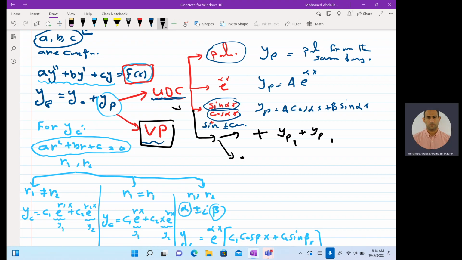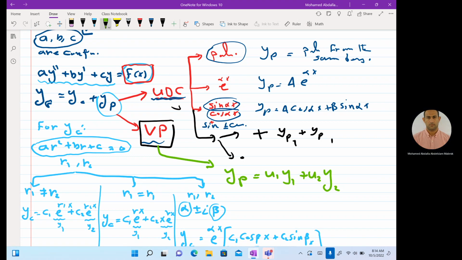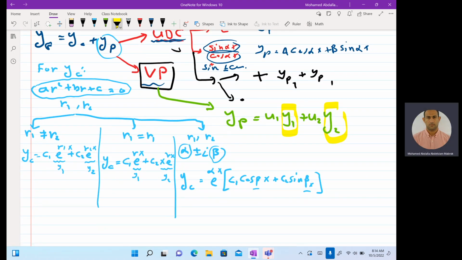The variation of parameter method, you always assume the yb is u1 y1 plus u2 y2. For the people who just arrived, we're reviewing the landscape of second order differential equations in general. So the yb in the variation of parameter is always u1 y1 plus u2 y2. What is y1 and y2? We get them from the yc.